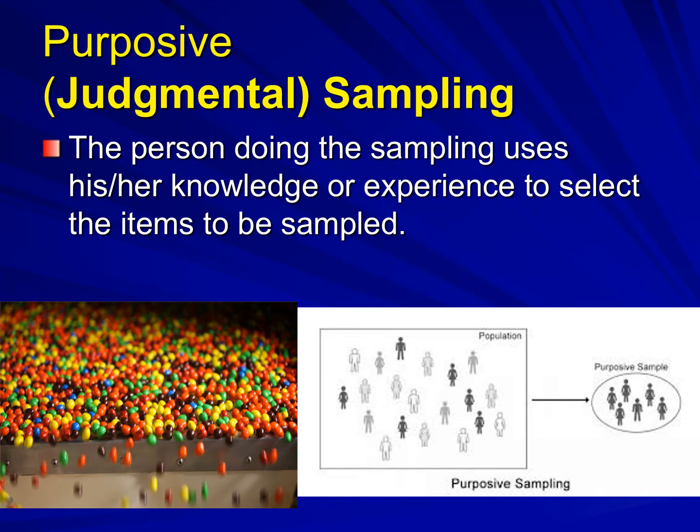The next type of non-probability sampling is purposive or judgmental sampling. In this type of sampling, the person doing the sampling uses his or her knowledge or experience to select the items to be sampled. In purposive sampling, samples are selected because the investigator believes that they are typical or representative of the population under study. To show that the literacy rate in India has increased very much, one may take a sample from the urban areas of a metropolitan city.